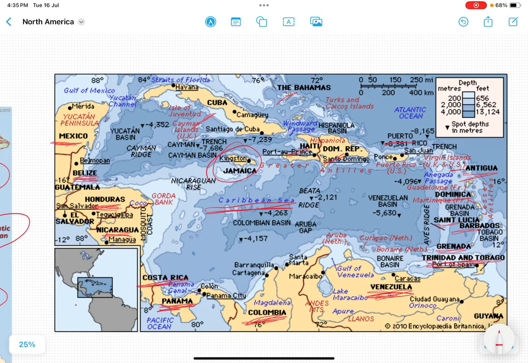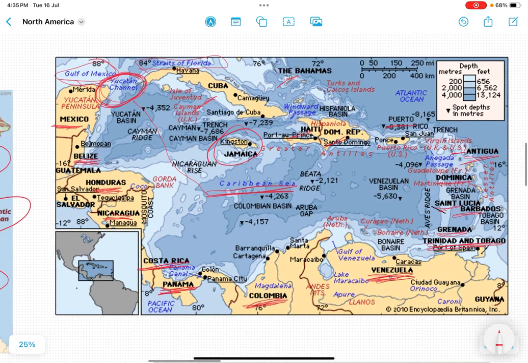Then you can see here it is mentioned Yucatan Channel. Yucatan Channel right here. It connects the Caribbean Sea to the Gulf of Mexico. Here we have the Strait of Florida, right on the right side.